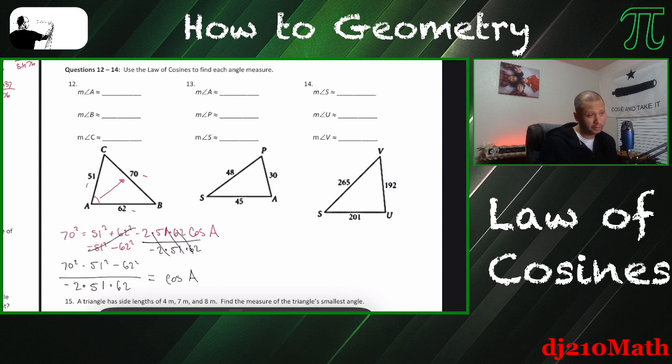To solve for big A, we've got to take the inverse. That's the only way to get to the angle when it's trapped inside of cosine, sine, or tangent. In this particular case, it's cosine, hence the name law of cosines. So I need to take cosine inverse of both sides. On the right-hand side, the cosines cancel, leaving behind just A. So let's go to the calculator. We're going to type all this into a calculator.